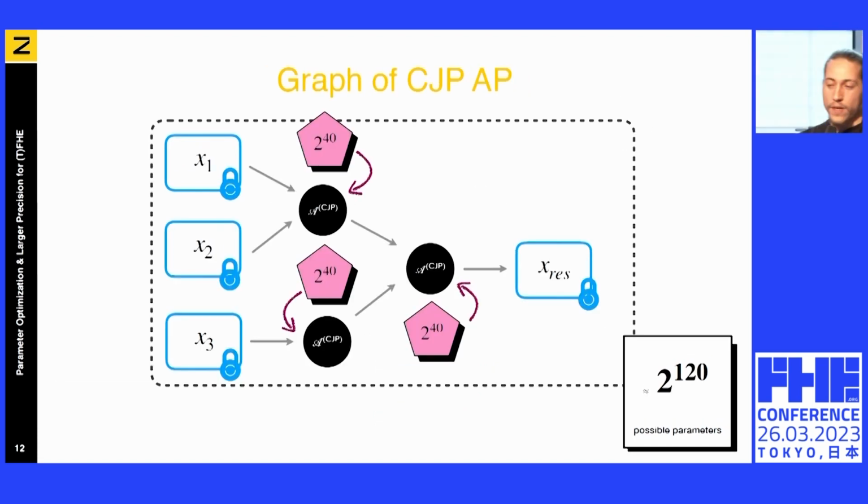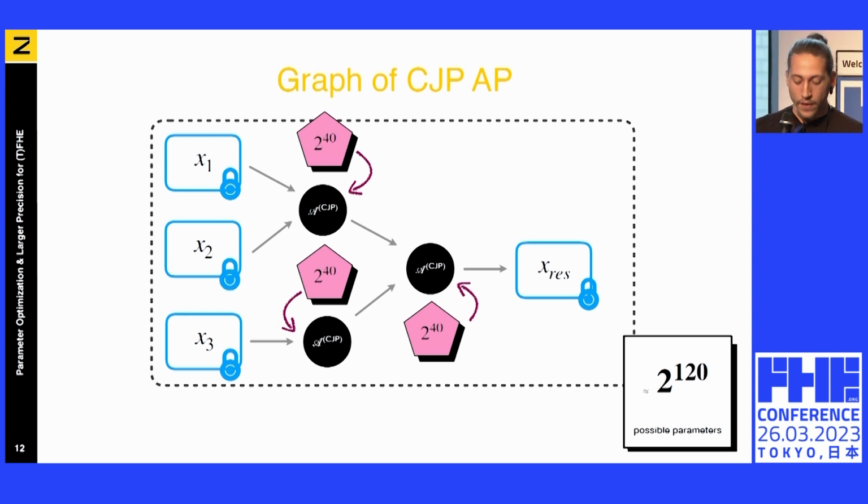So let's look at this toy example. In here we have 3 atomic patterns. If we were to have independent parameters for every atomic pattern in the graph, we would have a search space of the size of 2 to the power of 120.